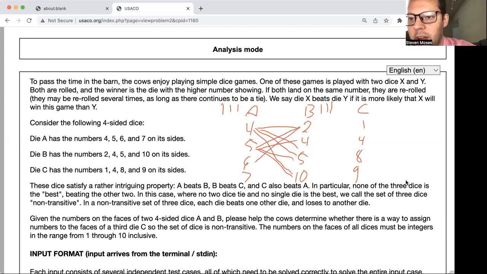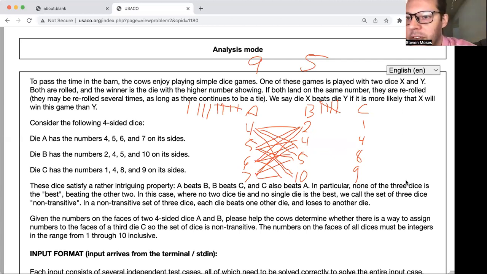6 to 2 is a win for A. 6 to 4 is a win for A. 6 to 5 is a win for A. And 6 to 10 is a win for B. Finally, 7 to 2 is a win for A. 7 to 4 is a win for A. 7 to 5 is a win for A. And 7 to 10 is a win for B. So my final score here is going to be 9 versus 5. So comparatively, B is able to win 5 of the rolls. A is able to win 9 of the rolls.